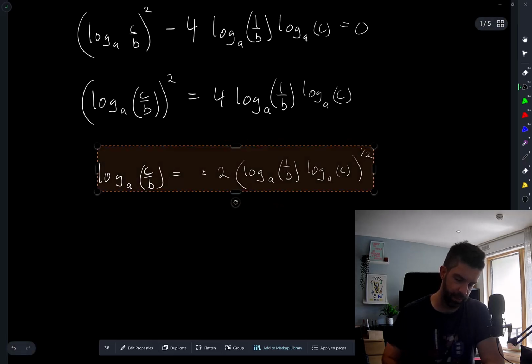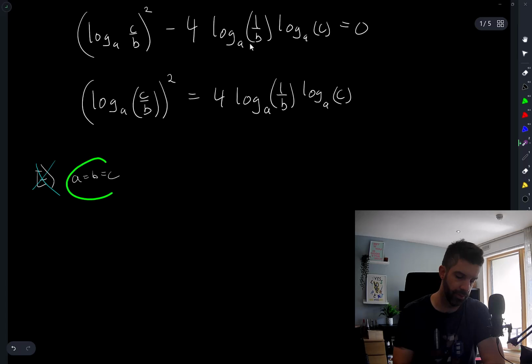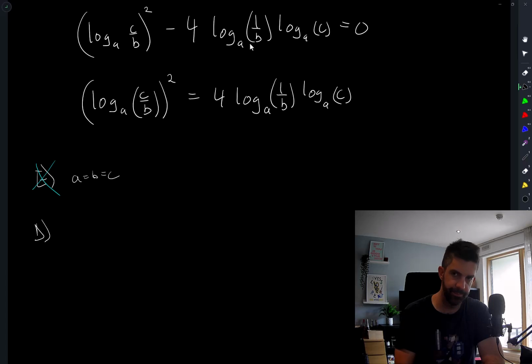Okay, again, I don't like doing it, but I'm going to use a process of elimination. So option E we can throw out right away, because if A equals B equals C, and A is not equal to 1, so none of the numbers are equal to 1, one of these two things will be negative, and that's not possible. So let's look at option D. C is equal to 1 over B.